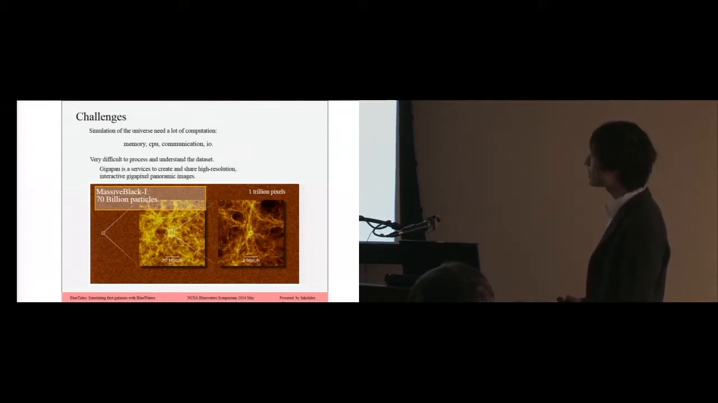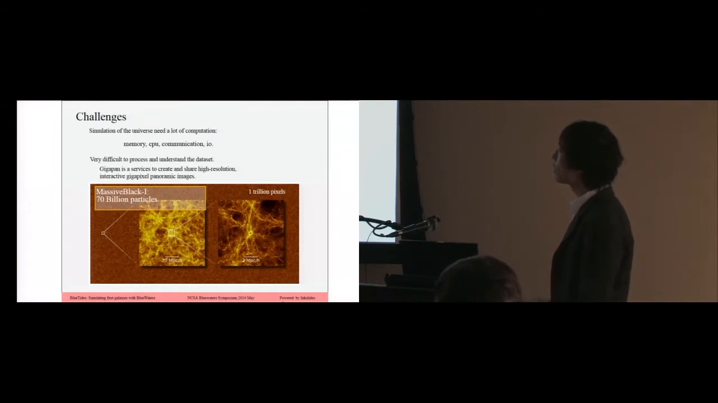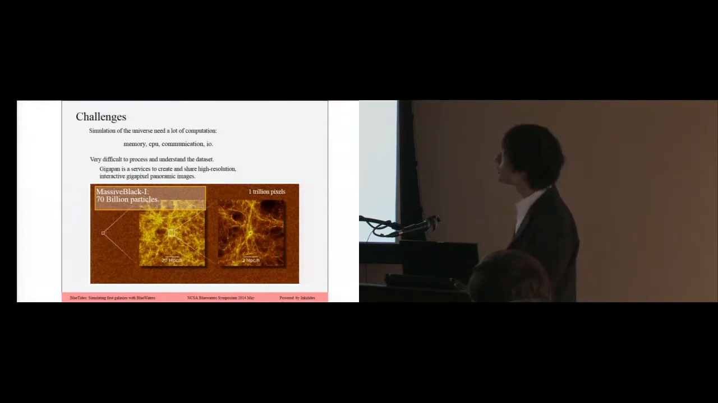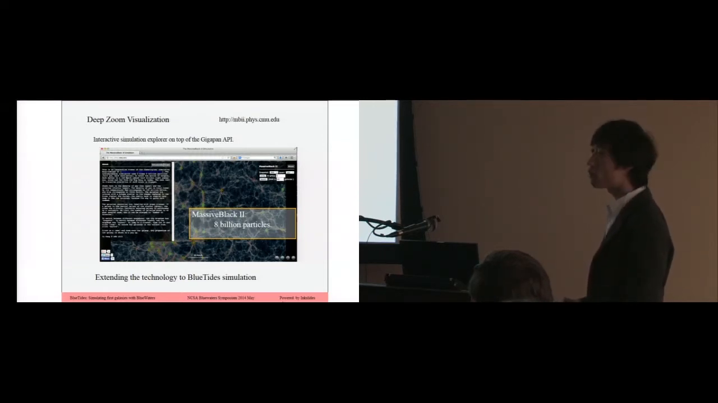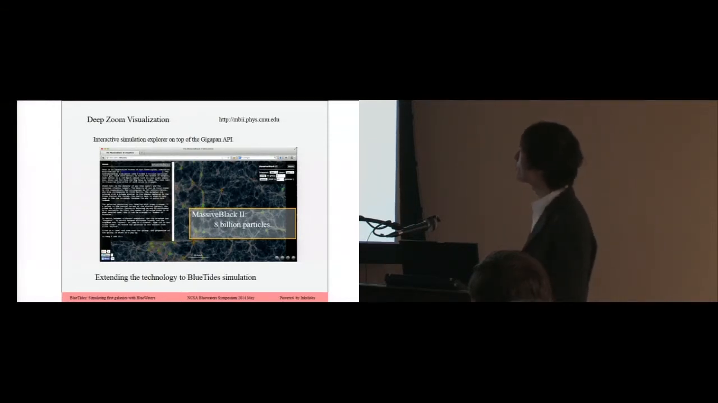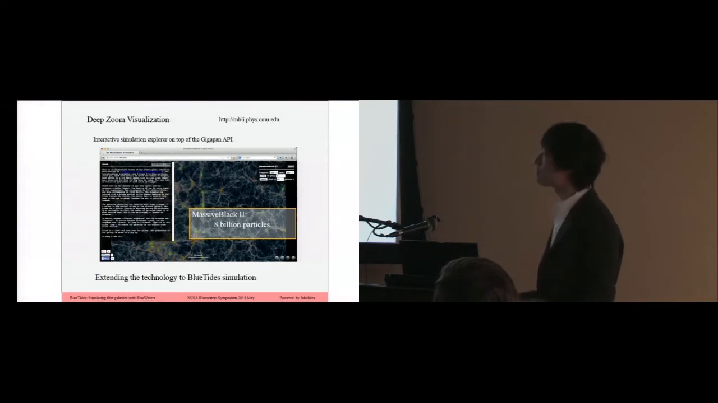We made a trillion pixel image, and we can visualize it. We can use their service to just load up the browser and browse this image in real time of the simulation. With another simulation, Massive Black 2, which has the same resolution as Blue Tides but in a smaller box, we actually built an interactive tool to explore the galaxy catalog in the simulation. We can jump to any location, select a halo or a galaxy and jump to its location, and look at how both the gas component and the stellar components look.